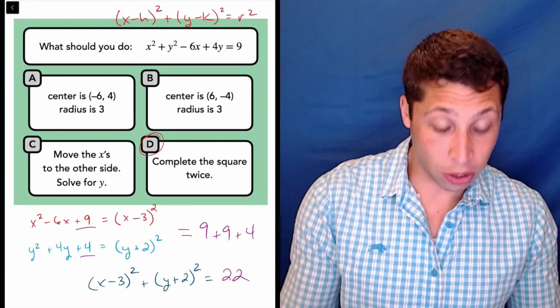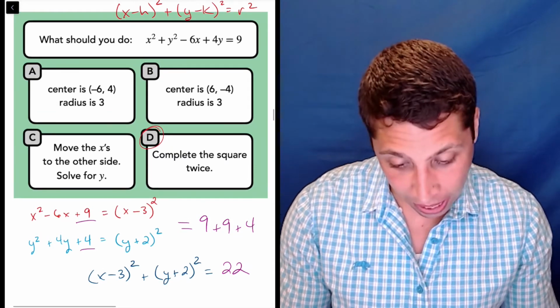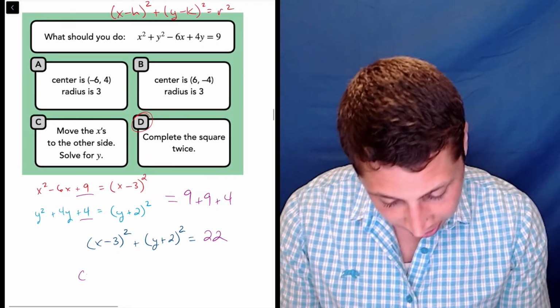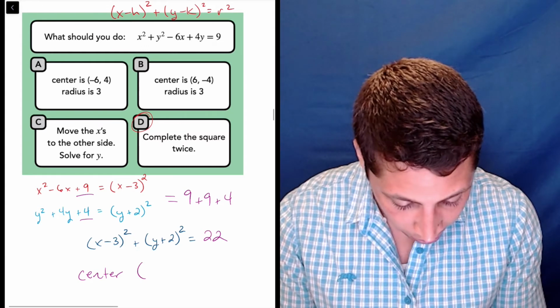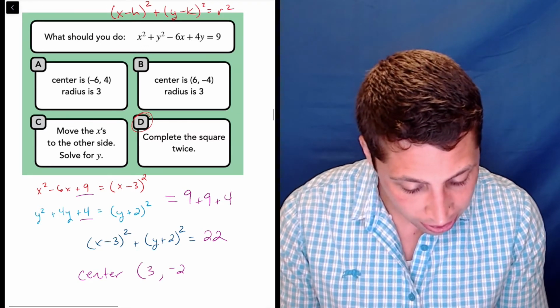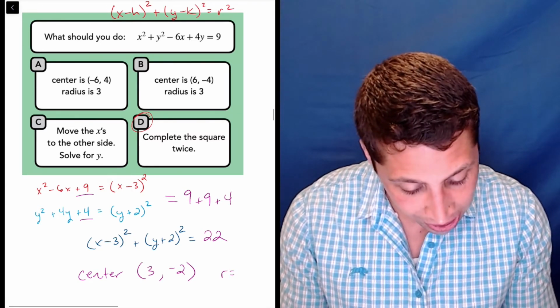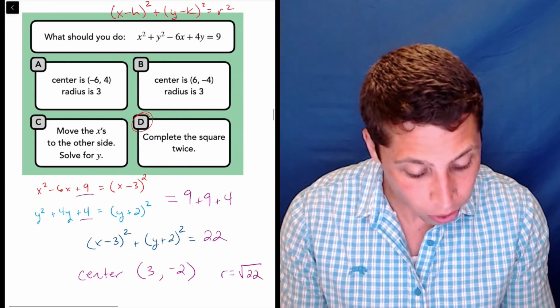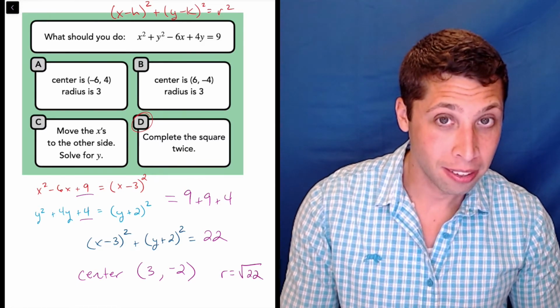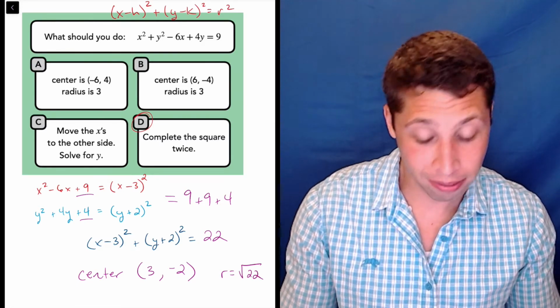So this is just a weird looking circle. Basically, we have a center of positive 3, negative 2, and a radius of the square root of 22, which seems messy, but that's okay. We can do that. That's a number.